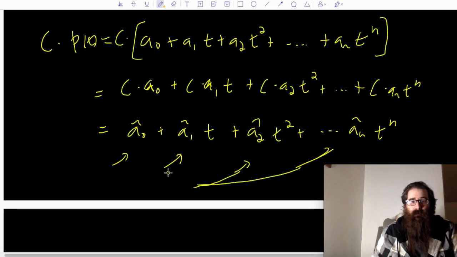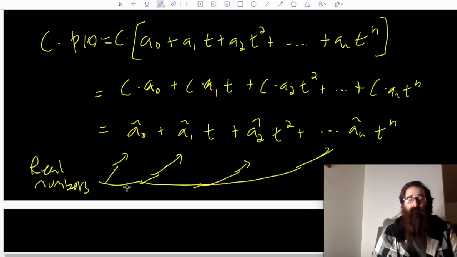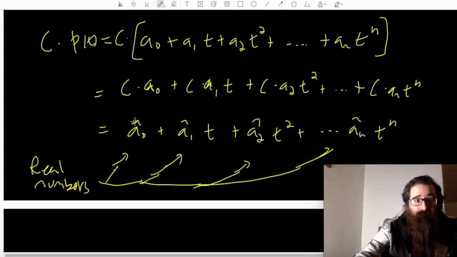These are still all real numbers. So I stay in that polynomial space. And you could show that those remaining 7 axioms hold true as well. But the idea really is that I can show that this is a vector space. So I can work with a polynomial space as well.